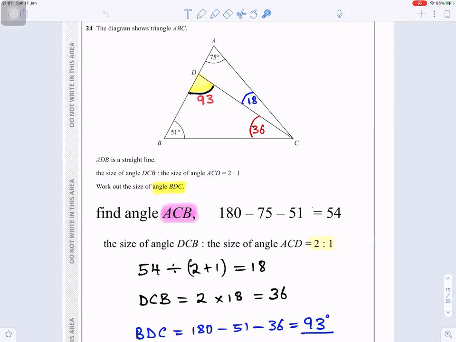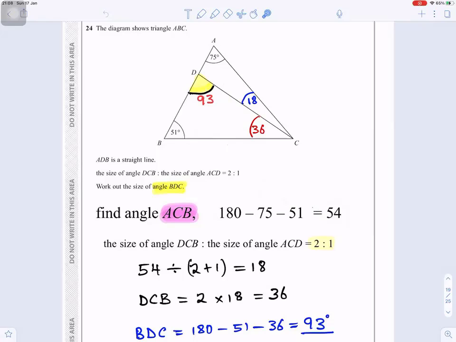ACB is this angle there. We want to find that angle. A triangle has 180 degrees. So we're looking at the triangle ABC. So 180 minus 75 minus 51 will give us 54.